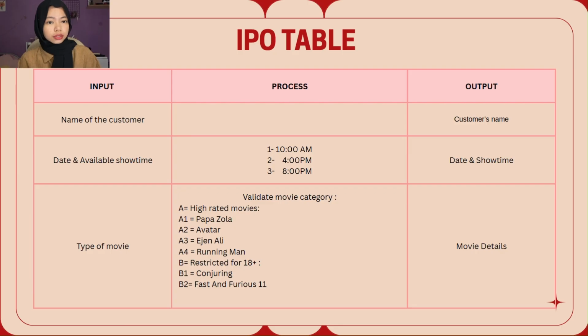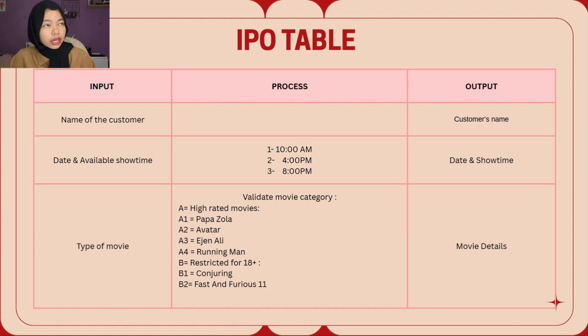This table breaks down how the system handles customers' information to generate a booking. On the left column, we have our input. This is the raw data that the customer will enter into the system. First of all, we have the customer's name. This input identifies who is making the reservation.